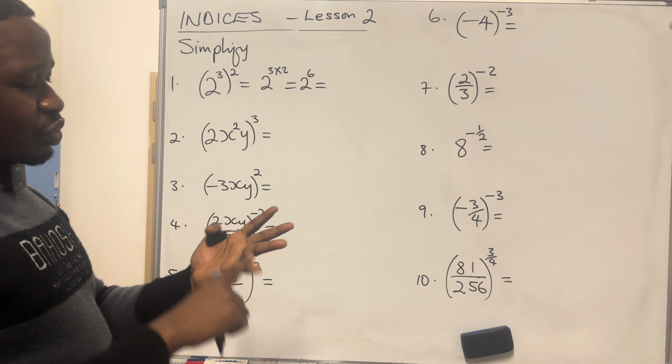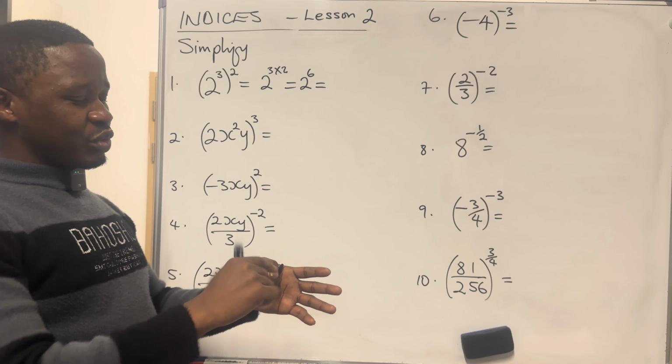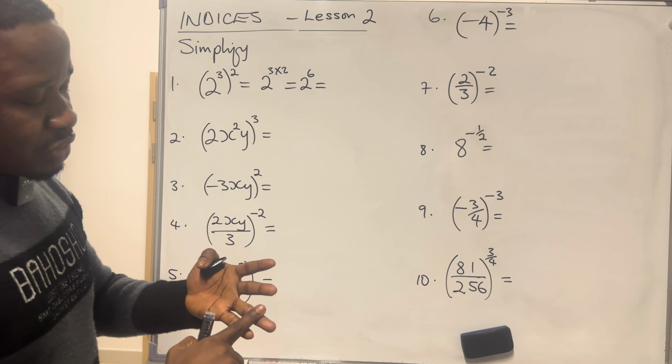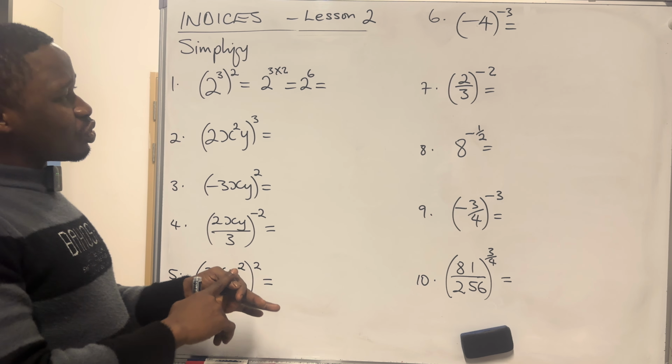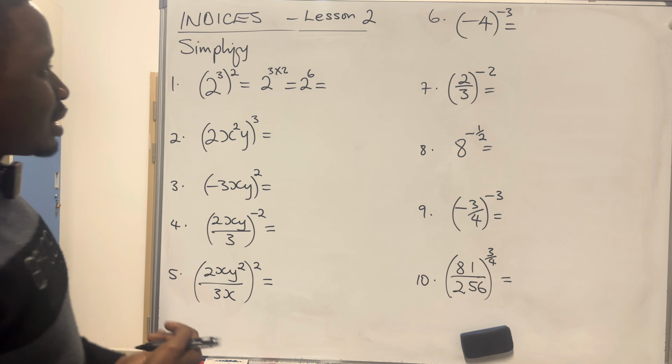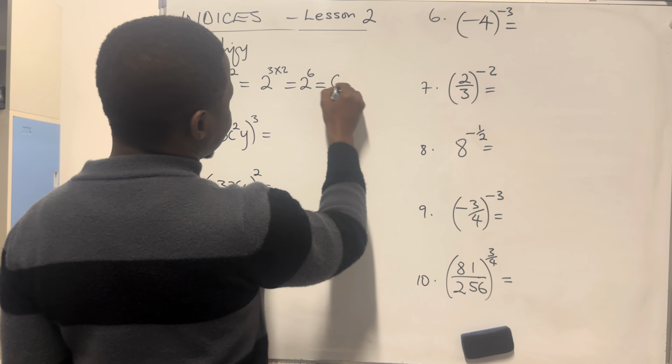So this is 2 times 2 times 2 times 2 times 2 times 2. So 2 times 2 is 4. 4 times 2 is 8. 8 times 2 is 16. 16 times 2, 32. 32 times 2 is 64. So 2 to the power 6 is 64.